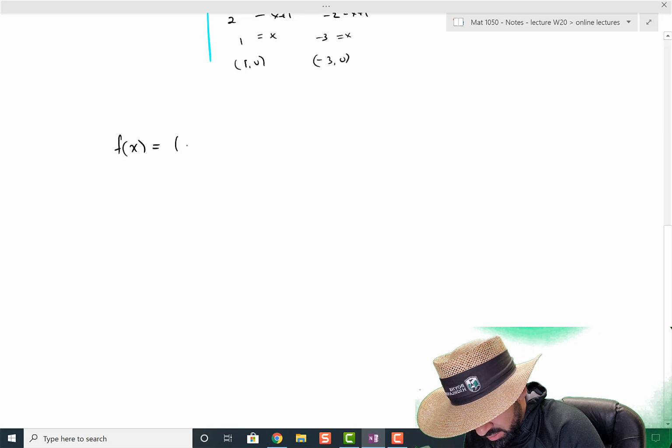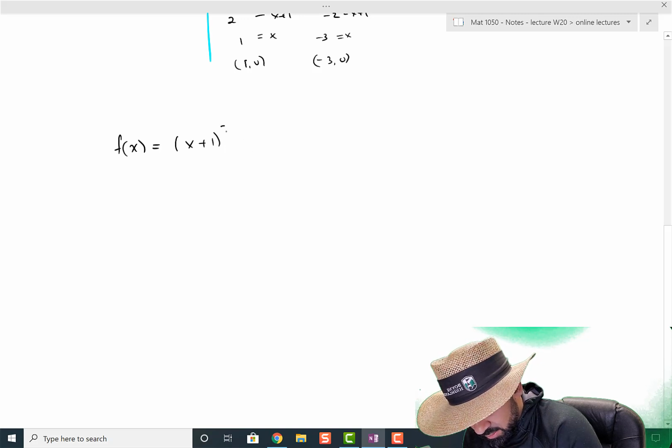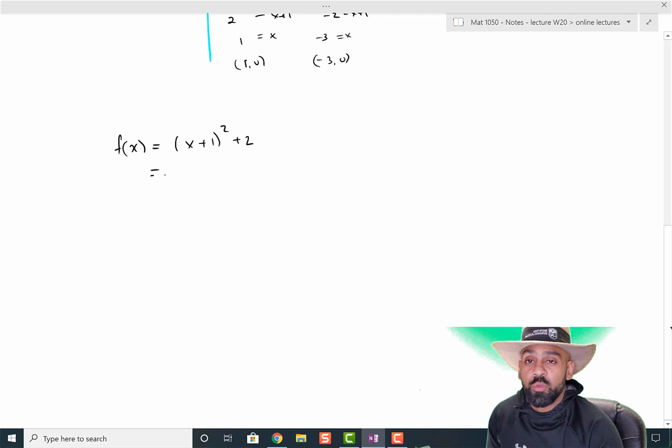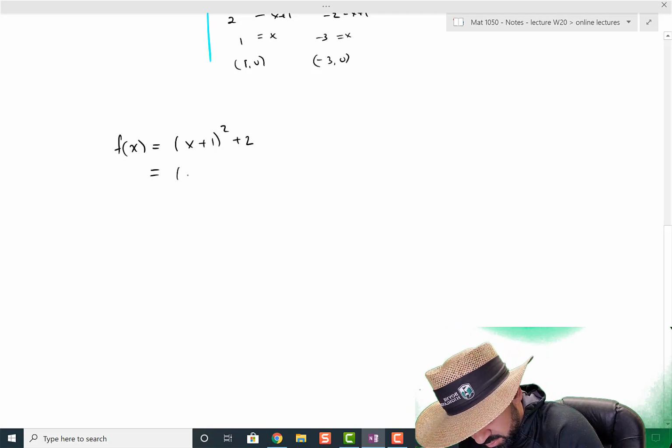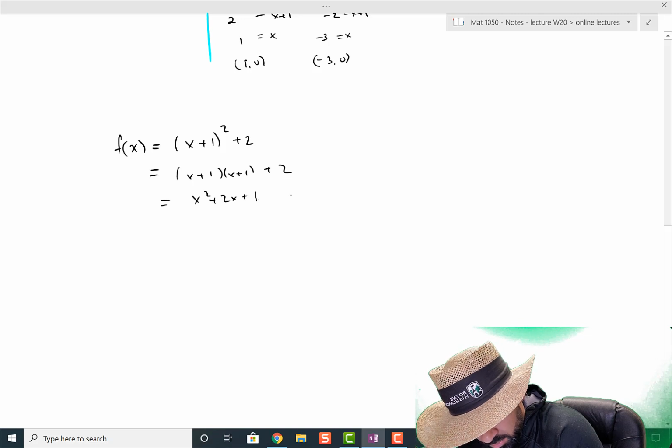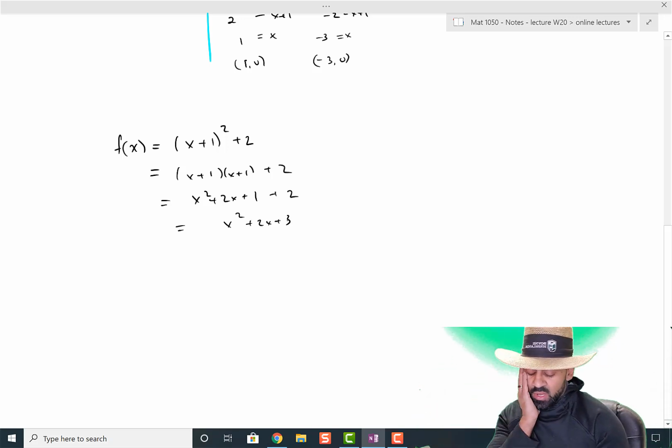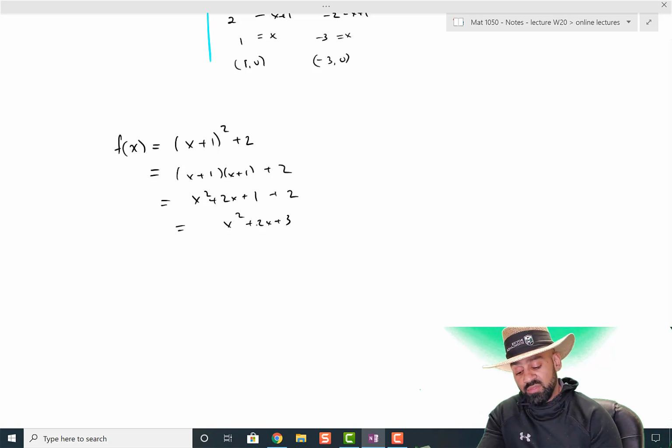If I have a problem that looks like this, okay? Oops, I kind of gave you a hint. Didn't want to give you that hint. We all know that squaring it means this, right? So I'm basically multiplying this out, and this gives me x squared plus 2x plus 1 plus 2. And then finally you get x squared plus 2x plus 3. Okay? Simple enough, right?